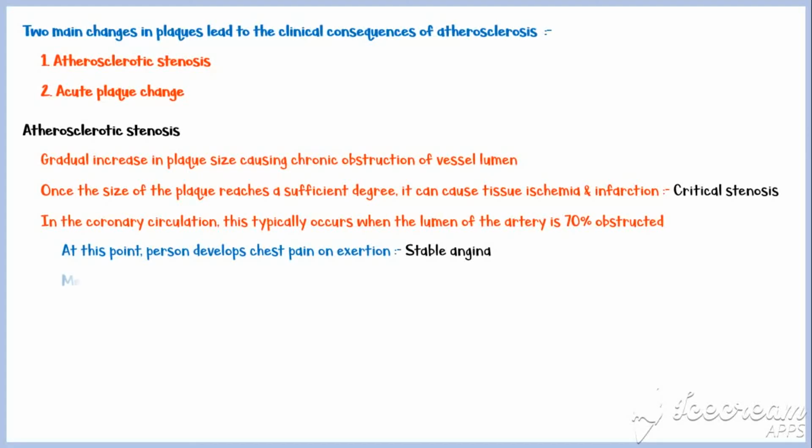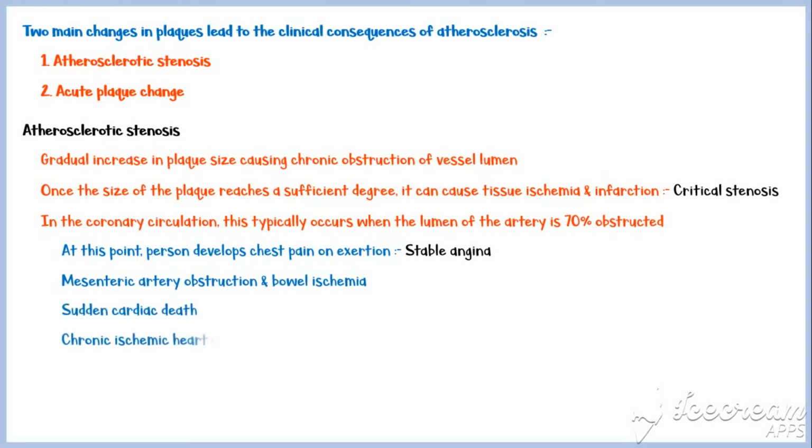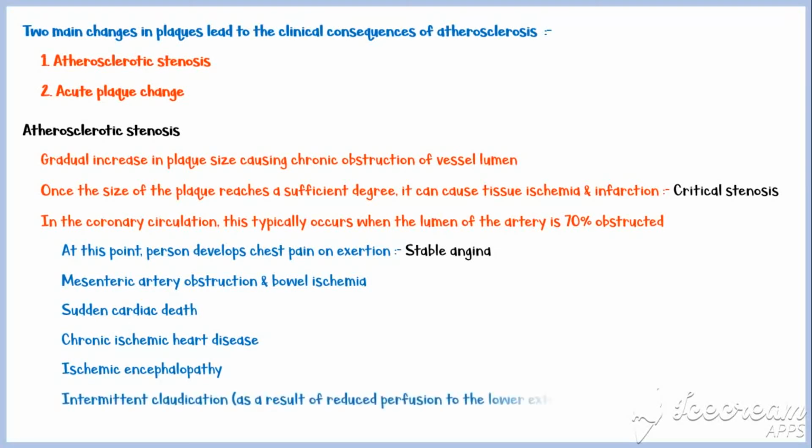Other manifestations of atherosclerotic stenosis include mesenteric artery obstruction and bowel ischemia, sudden cardiac death, chronic ischemic heart disease, ischemic encephalopathy, and intermittent claudication as a result of reduced perfusion to the lower extremities.